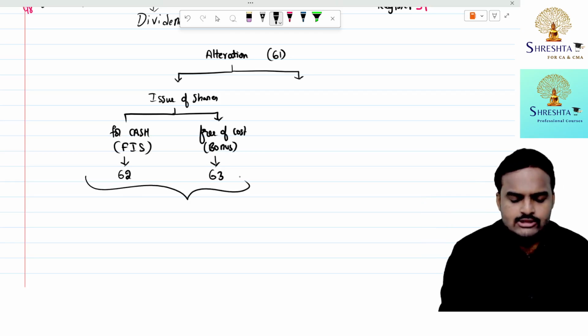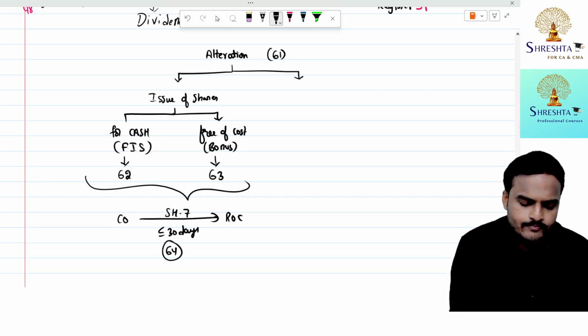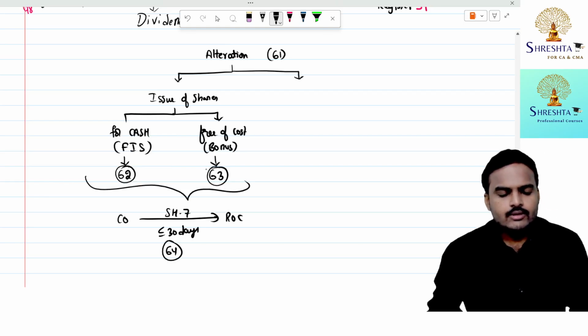Whenever company makes alteration of share capital, company is required to file form number SH7 with ROC within 30 days of alteration of share capital. That is section number 64. Clear? Everyone.